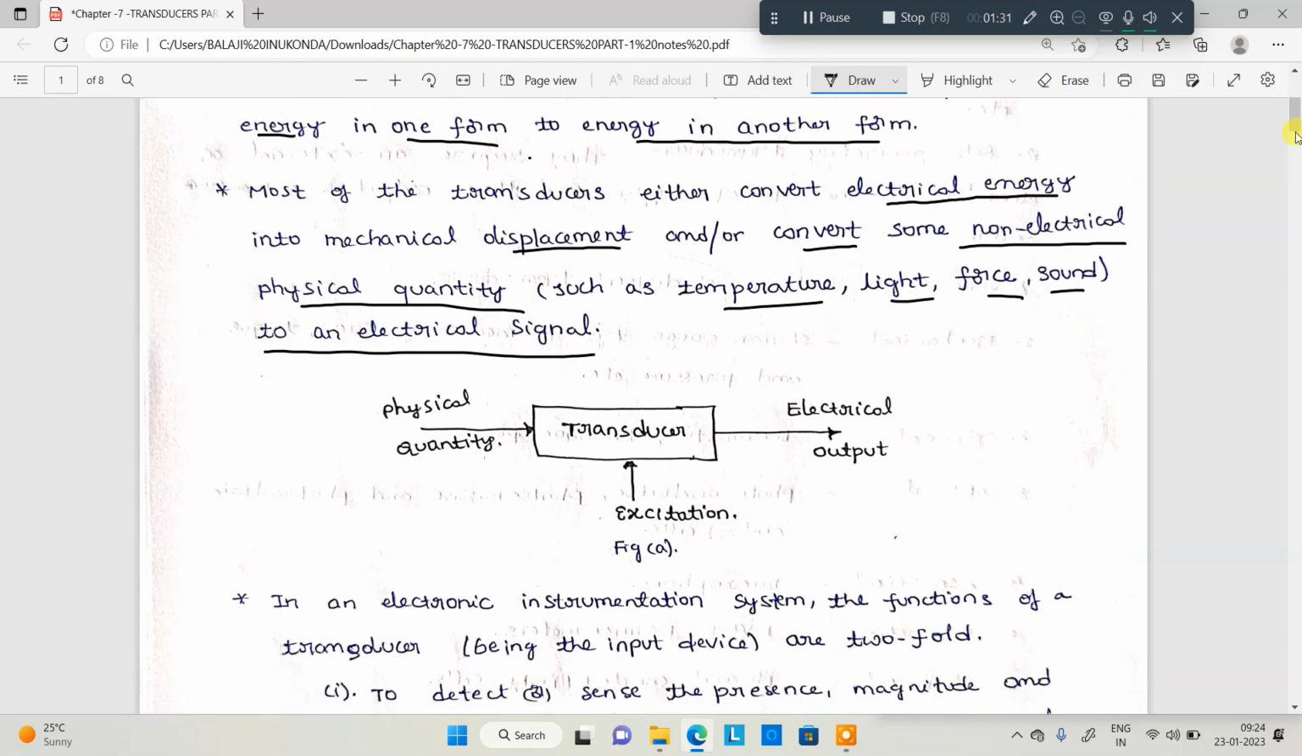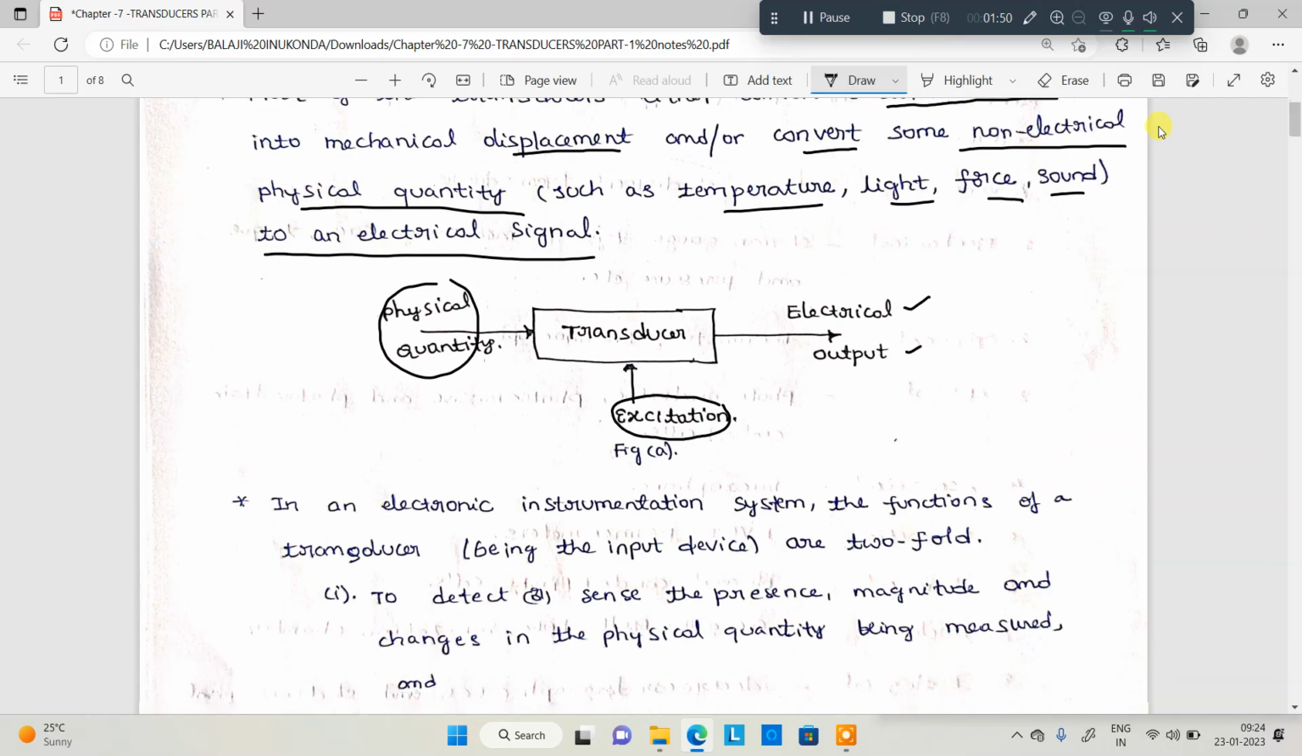See here, you are given the physical quantities as the input of a transducer. So if you give some excitation to this particular transducer, what will happen? The output is converted into electrical. This is actually what the transducer is.